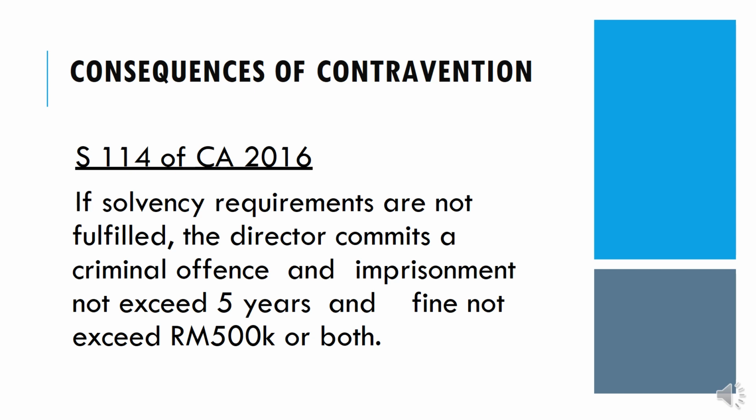Consequences of contravention. What does it mean? What is the effect if the company contravenes the earlier sections? Under section 114, if solvency requirements are not fulfilled, the directors commit a criminal offence and may be imprisoned for not more than 5 years and fined not more than 500,000, or both.